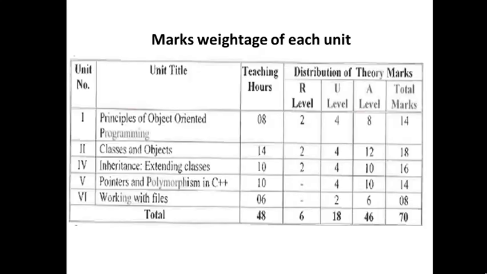Now here is the marks weightage of each unit. I already told you that this subject has 5 units. The first chapter, which is the principles of object oriented programming, is of 14 marks. The second chapter is of 18 marks. The third chapter is of 16 marks. The fourth chapter is of 14 marks. And the fifth chapter is of 8 marks. In this way the total is 70 marks.